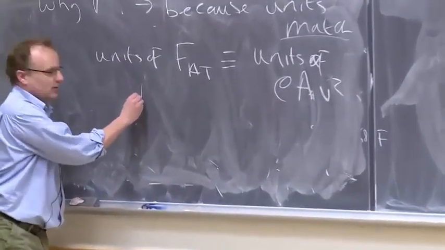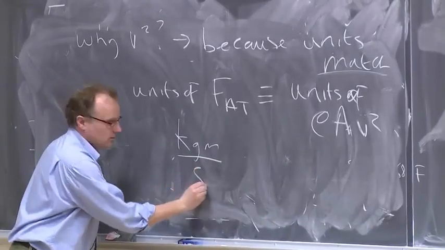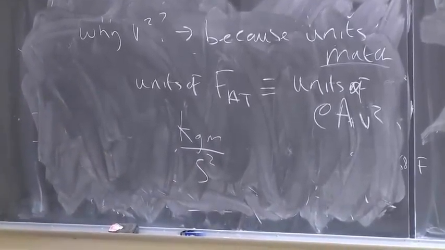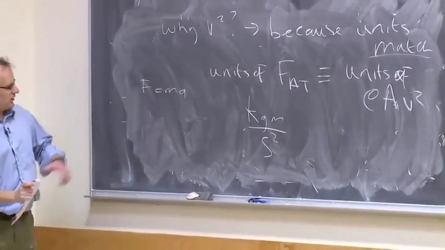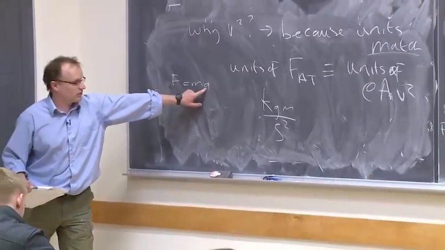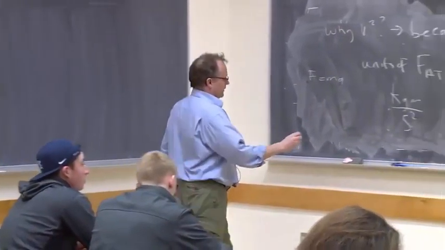Kilograms. Like that, yeah? Okay. Simply because F equals ma, right? Force is mass times acceleration. Mass has units of kilograms. A is in meters per second squared, okay? What about the units? So we have kilograms per meter squared here.